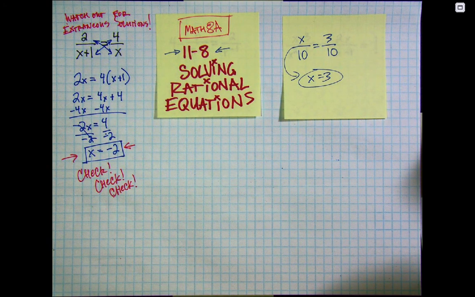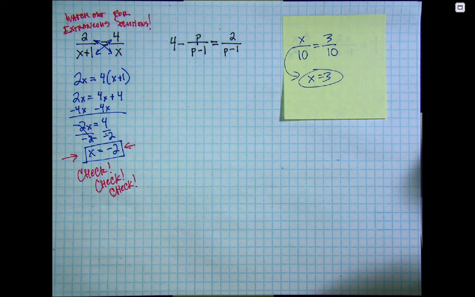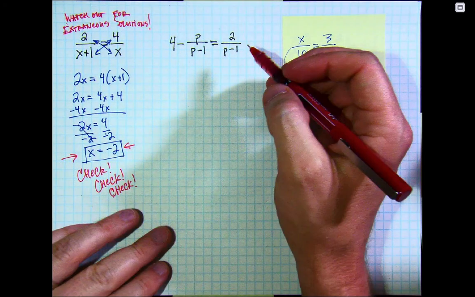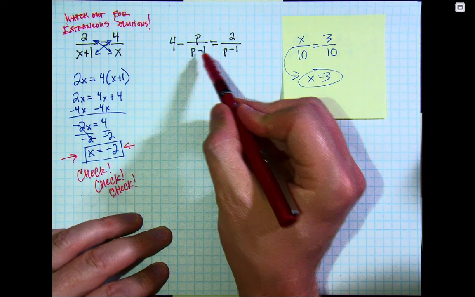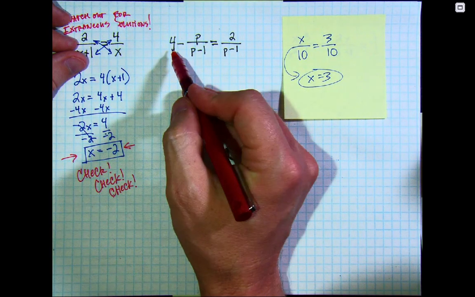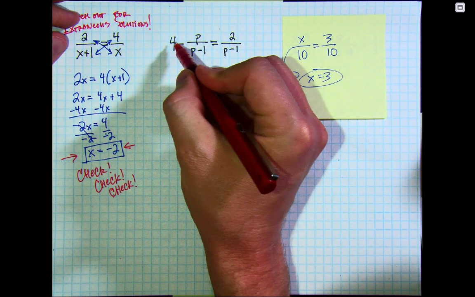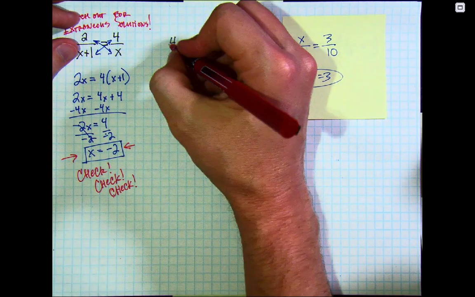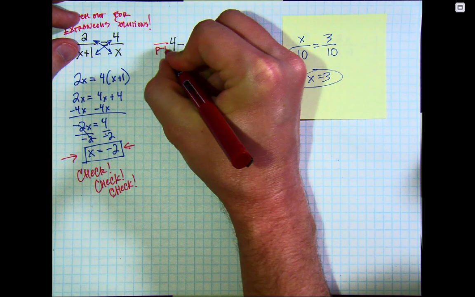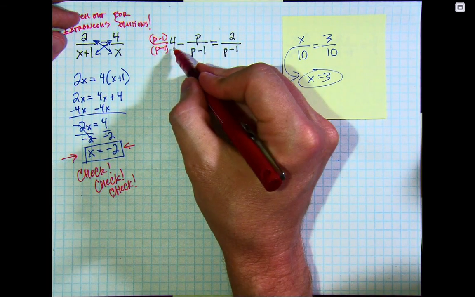Okay, now let's step it up to a more challenging problem. 4 minus p over p minus 1 equals 2 over p minus 1. Now, we don't have exactly a common denominator here. We have 2 pieces that have a common denominator and 1 piece that doesn't. So I'm going to have to make this piece have a common denominator with those pieces. So I'm going to take this and multiply it by p minus 1 over p minus 1, which is really just multiplying it by 1, so it's legal, right?